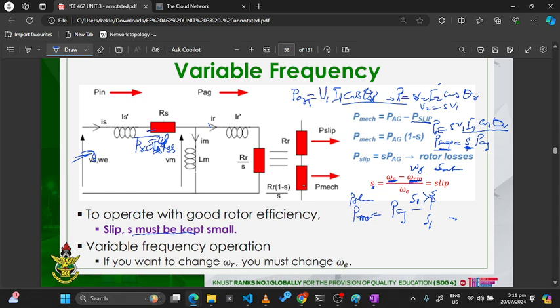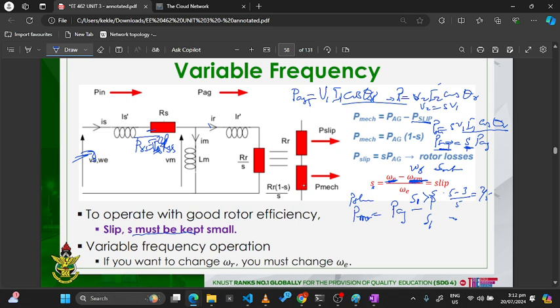But another way we could control omega R is by controlling omega E, and this is a better way. So if we change the voltage and we change the frequency as well, we are going to change omega E and change omega R. And we can change them such that the slip will not change, even though it's like you are doing 5 minus 3 on 5. Okay, so this will give you 2 out of 5.